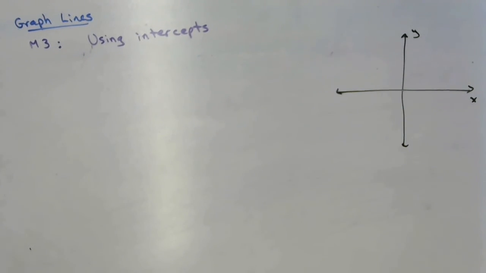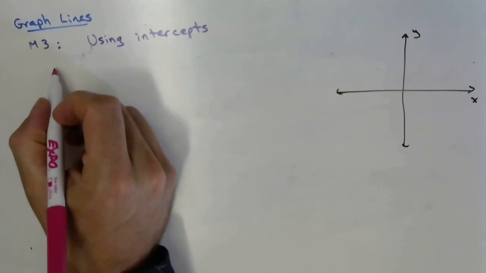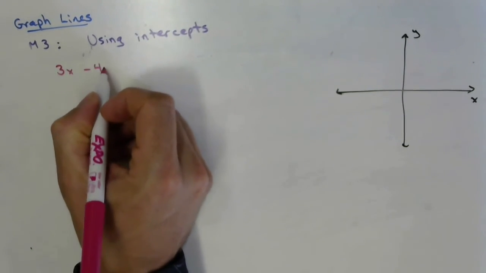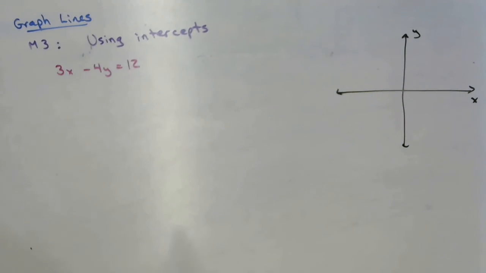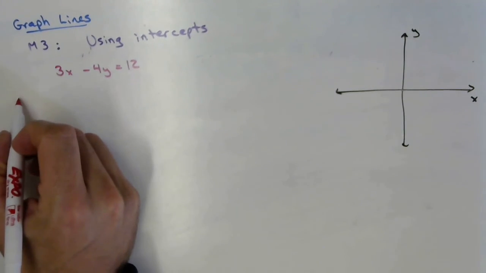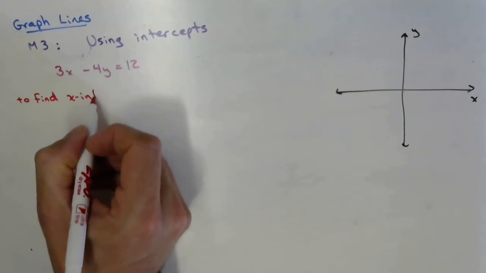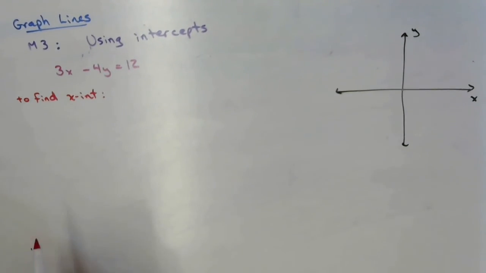Using intercepts, our problem here, the equation of the line is 3x minus 4y equals 12. Okay, so you're going to look at that and you're going to say, wow, I don't like what that looks like at all. That looks really hard. I could convert this into y equals mx plus b form. It's going to leave me with a fraction. I don't really want to do that. So instead, I'm going to find both intercepts. Okay, to find x int, does anyone know what we have to do?